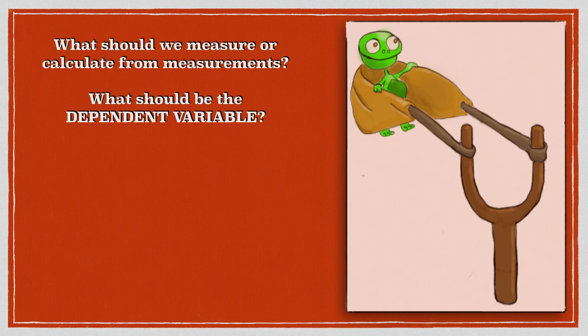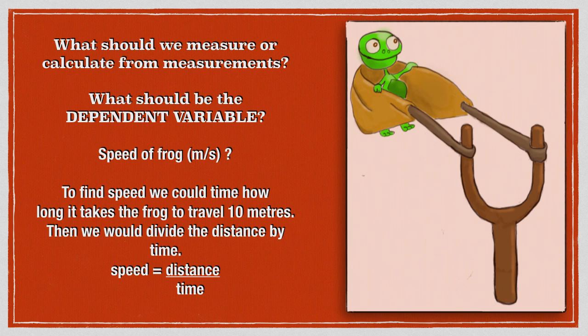What should we measure or calculate from measurements? What else could be a dependent variable? Well, we could calculate the speed of the frog. And the unit of speed is meters per second here. So you need 2 bits of information. Meters, you need to know the distance. Seconds, you need to know the time. To find speed, we could time how long it takes a frog to travel 10 meters. Then we divide the distance by time.